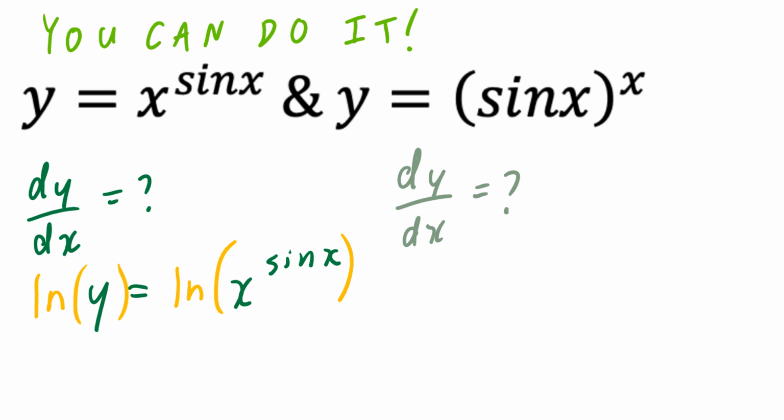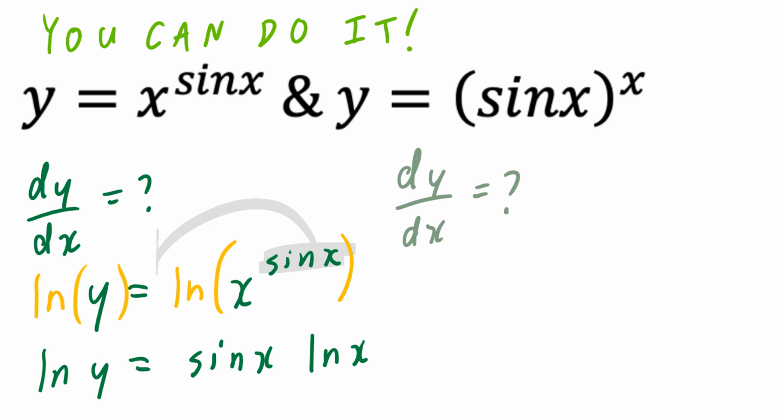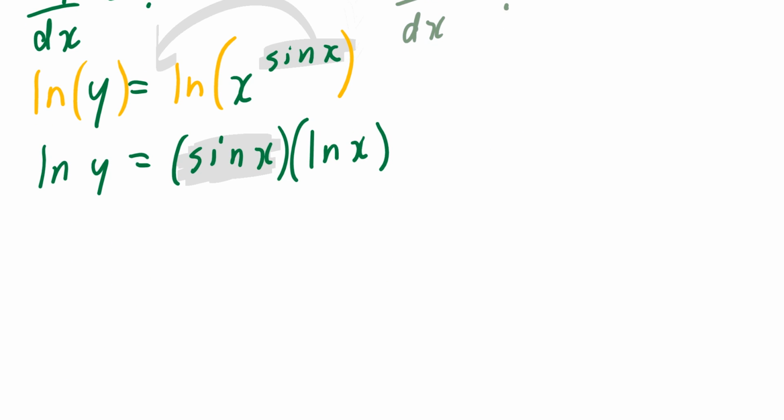Step two. One of the properties of ln is that you can bring the exponent to the front. So sine x times ln x is the following step. Again, the exponent is brought to the front. Now to be clear, I'm putting brackets around them. And now we're ready to find the derivative.